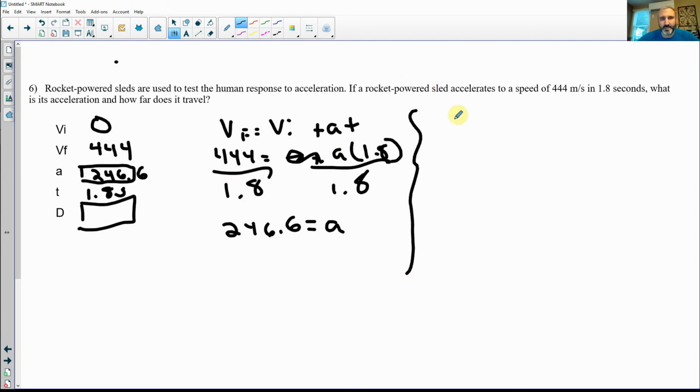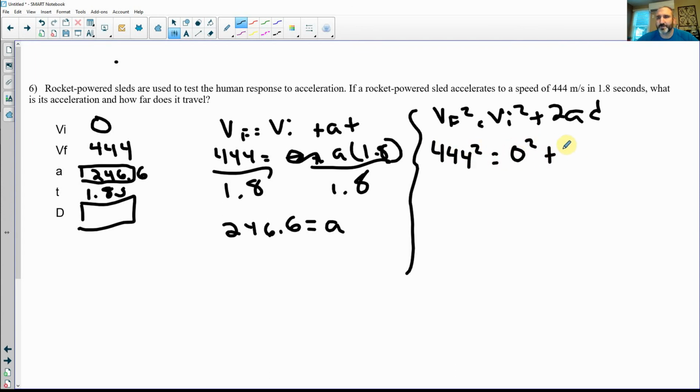Now we can figure out the D. I would say we can do VF squared equals VI squared plus 2AD. That sounds pretty safe. So VF squared equals VI squared plus 2AD. 444 squared equals 0 squared plus 2 times 246.6 D.